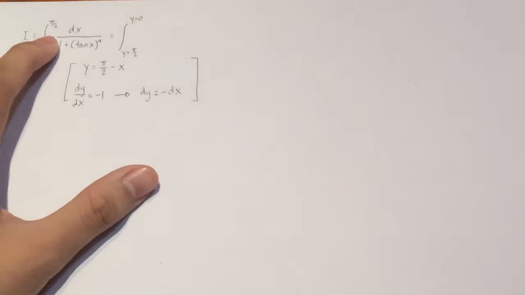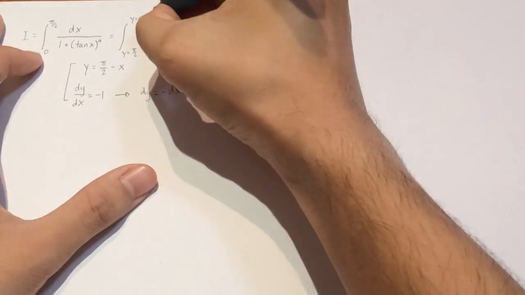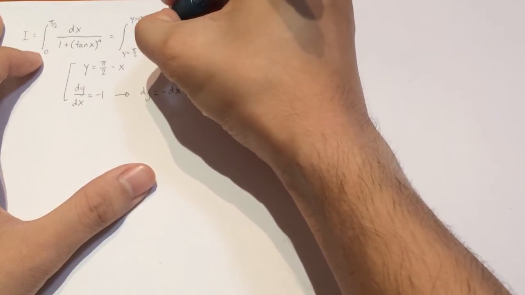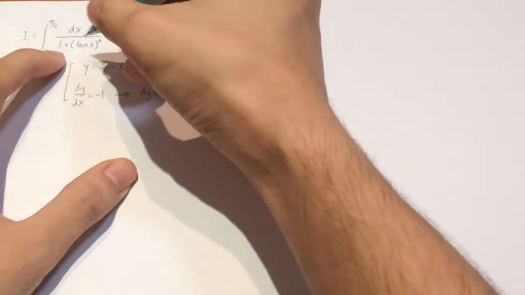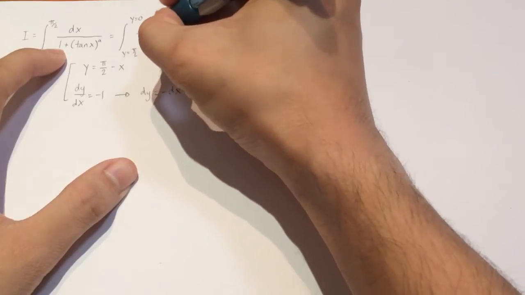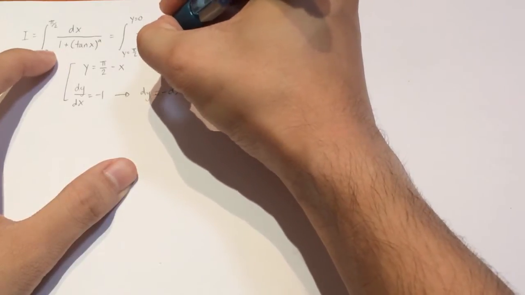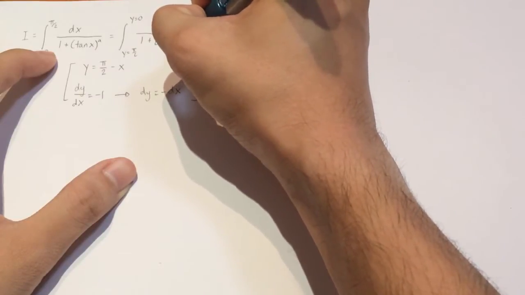And so the next part is dx. dy equals minus dx, which means that dx is minus dy. So the top is going to be minus dy. And then the bottom bit, we could replace the x with this statement. So it'll be 1 plus tan of pi over 2 minus y, to the power of a, like that.